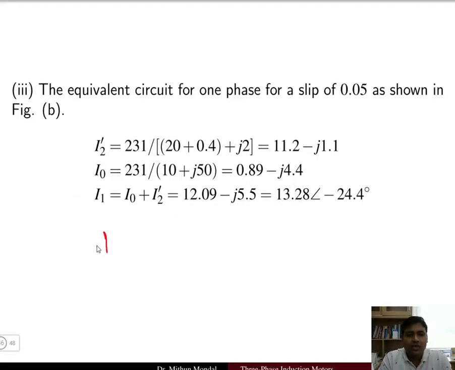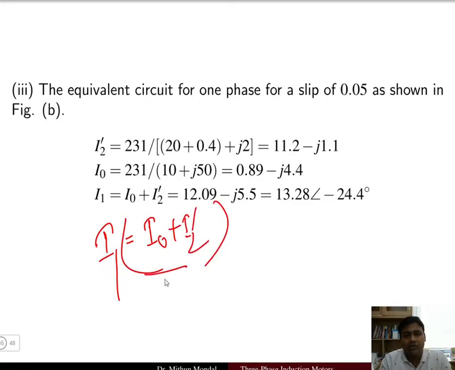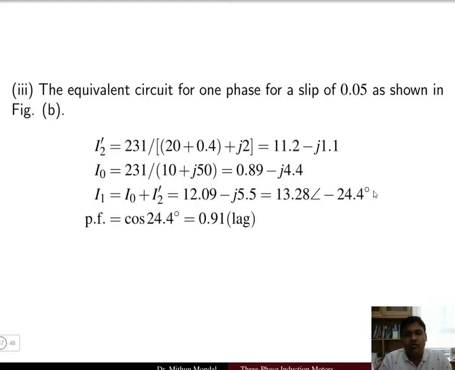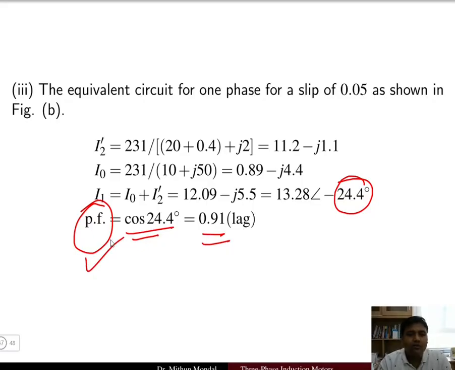Next, the total current I1, that is the current drawn from the source, is the no load current plus the current taken by the load, I2 dash. So we get 13.28 angle minus 24.4. The problem asks for the power factor of the induction motor. Here, 24.4 is the angle of the current with respect to the voltage. So cosine of 24.4 gives you 0.91 lagging. This is the power factor for the system that we have solved.